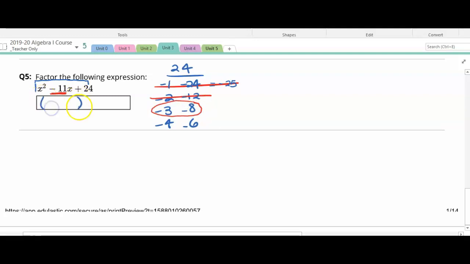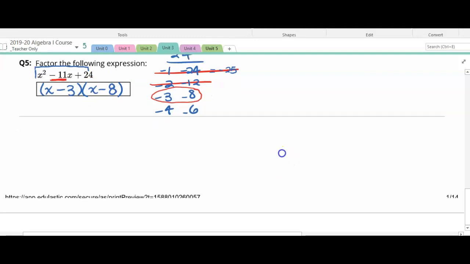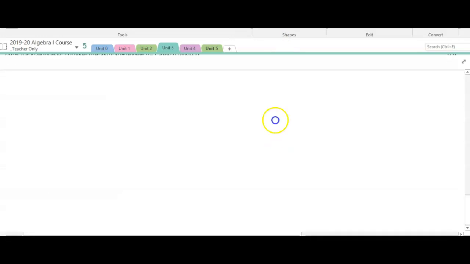Which means, in order to factor this, I'm going to write x take away 3, x take away 8. If I FOIL or box this, I will get back to the original quadratic trinomial.